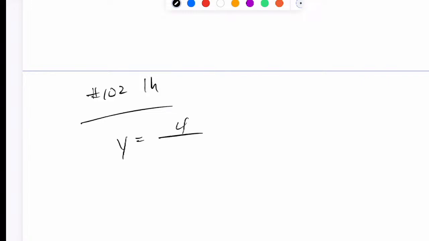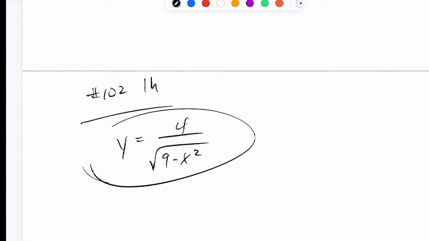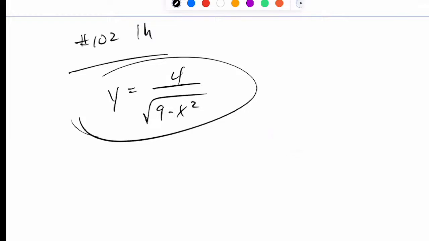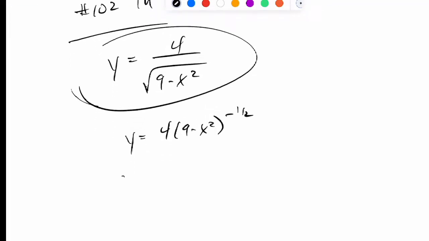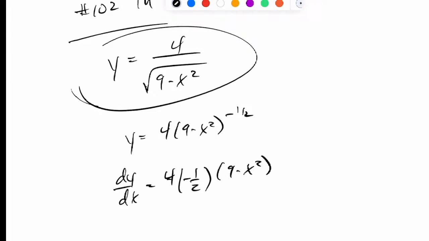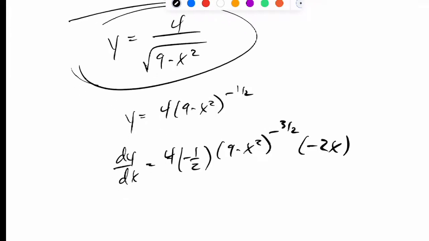Y is 4 over the square root of 9 minus x squared. So for this one here, they want you to take your derivative and we have to simplify this. So y is 4 times 9 minus x squared to the minus 1/2. And then we're going to take our derivative of this. So dy dx is going to be 4 times minus 1/2, 9 minus x squared to the minus 3/2. And then the derivative inside is minus 2x.